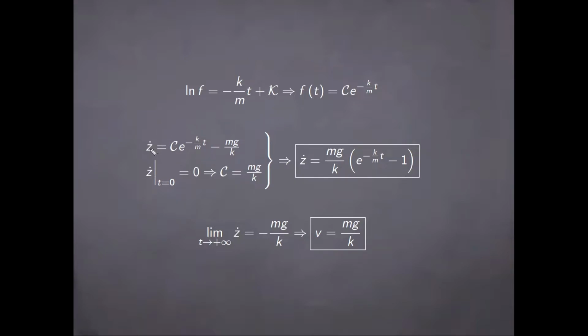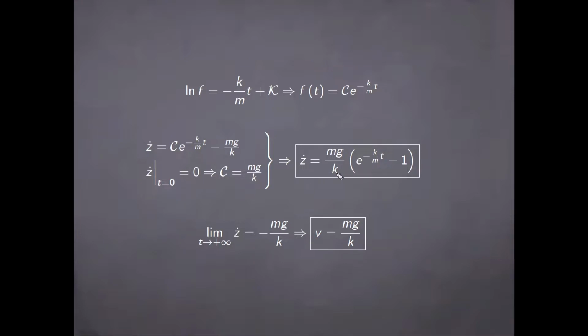Remember that the time derivative of z must be equal to this result minus m g over k. And if I want the initial velocity to be 0, then using this condition on the above result, I obtain for the integration constant the value m g over k, and as such, the final result concerning the velocity of the particle is the one here. It's m g over k multiplying the exponential of minus k over m times t minus 1.